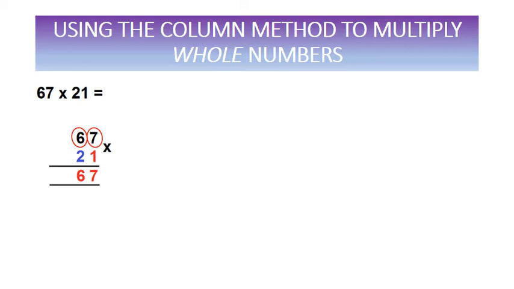So what we do now is we draw another line underneath because we're going to have a second answer here. Now, the 2 in the 20 represents 20. It doesn't represent 2. So we can't say 2 times 7 until we have told the calculation that it actually is a 20. And the way we do this is that we put a placeholder in the units column.